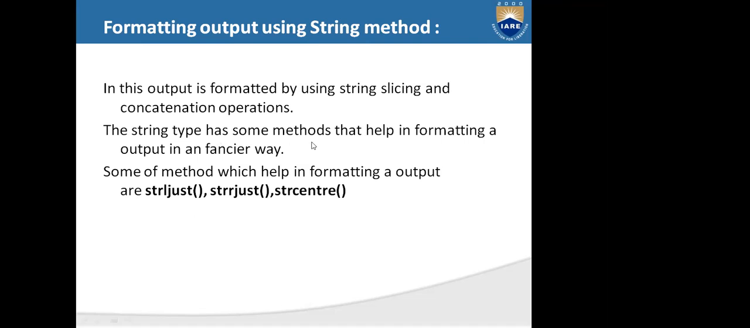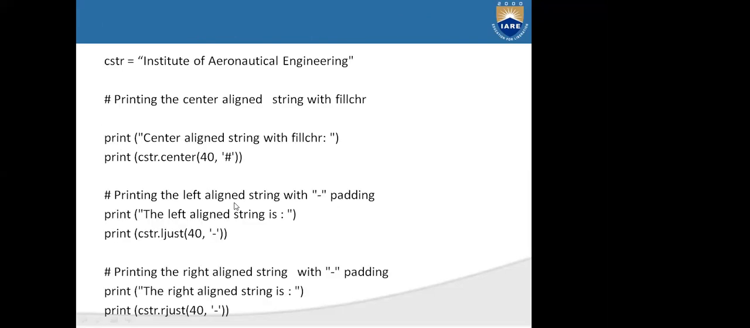The string type has some methods that help in formatting output in a required manner. Those who do editing using Word etc. may have left justification, right justification, center justification. So like that, centering a particular line can be done by us. Those can be done by using these string methods: str.ljust, str.rjust, str.center.